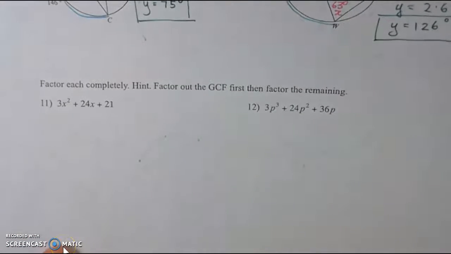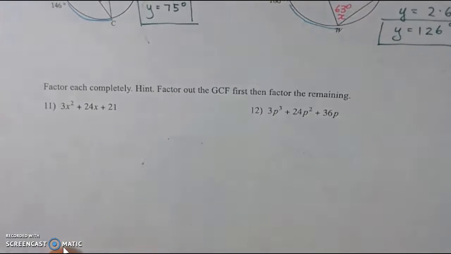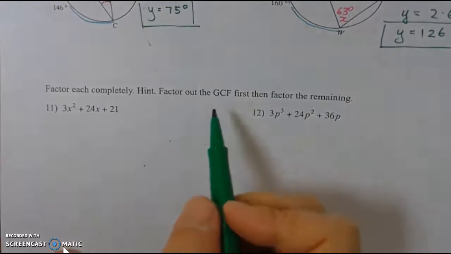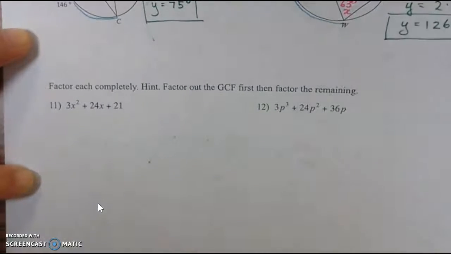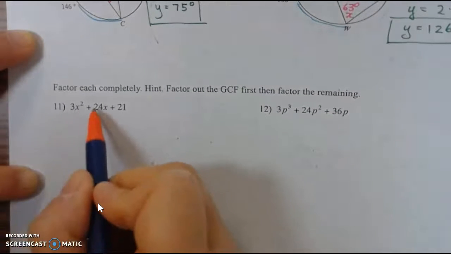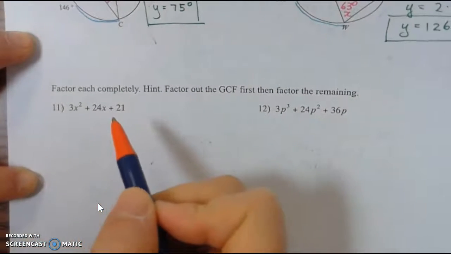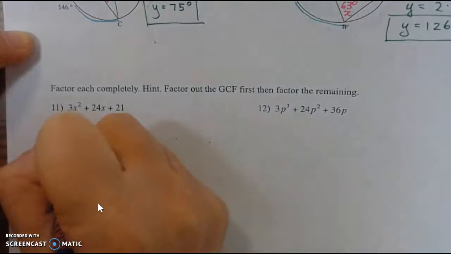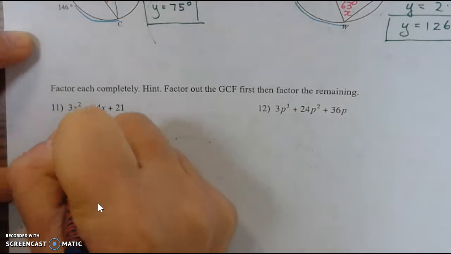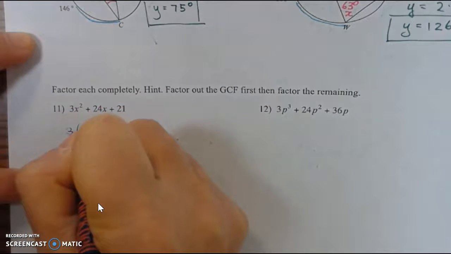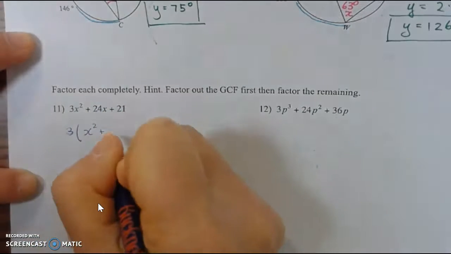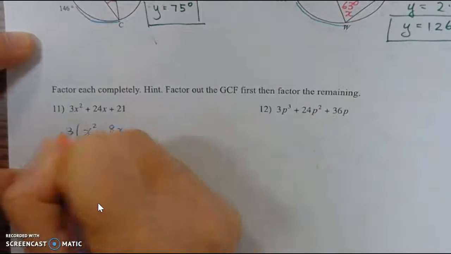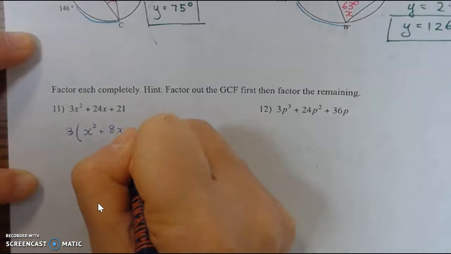Alright, number 11 and 12. We are asked to factor completely. Look for GCF first, then factor the remaining. When I look at 3, 24, and 21, what is a factor that I can take out? I can take out 3. 3 times what is 3x squared? That's going to be x squared. 3 times what is 24? That's 8x. 3 times what is 21? That's 7.